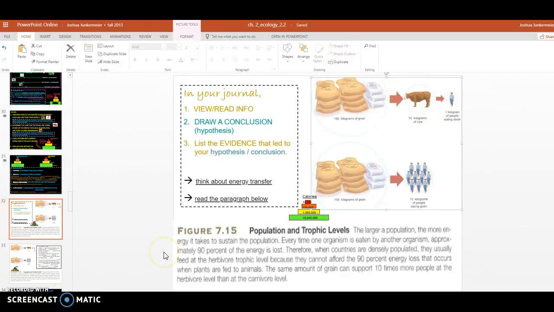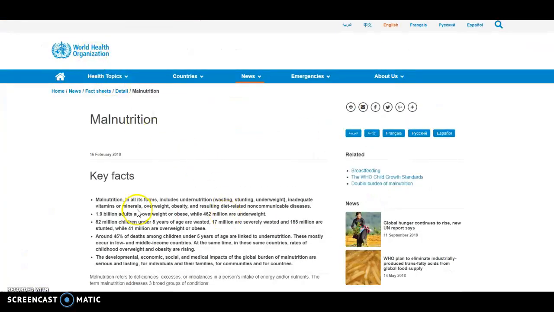You may be wondering, man, very interesting, but I love eating meat. Let's look at some statistics real quick. According to the World Health Organization, malnutrition is if people are wasting away, they're underweight, but they're getting inadequate amounts of food. Malnutrition, they're not getting enough.